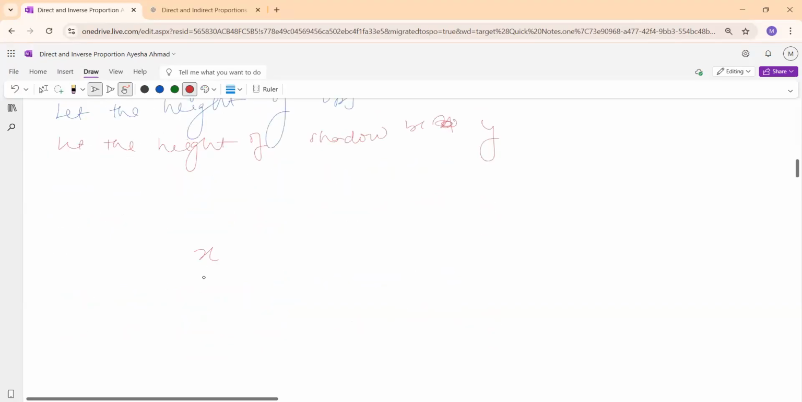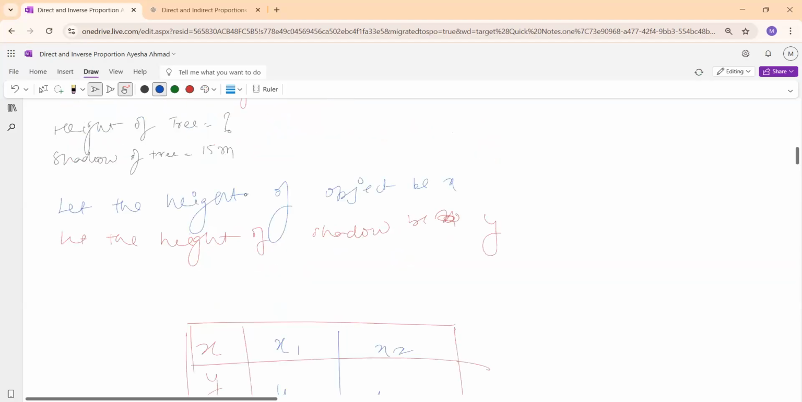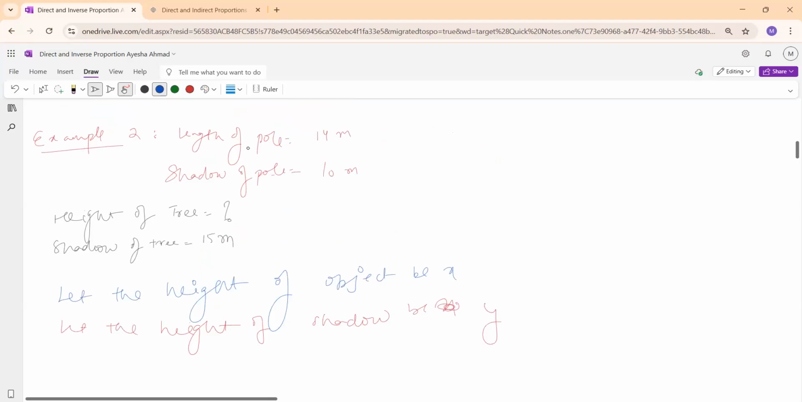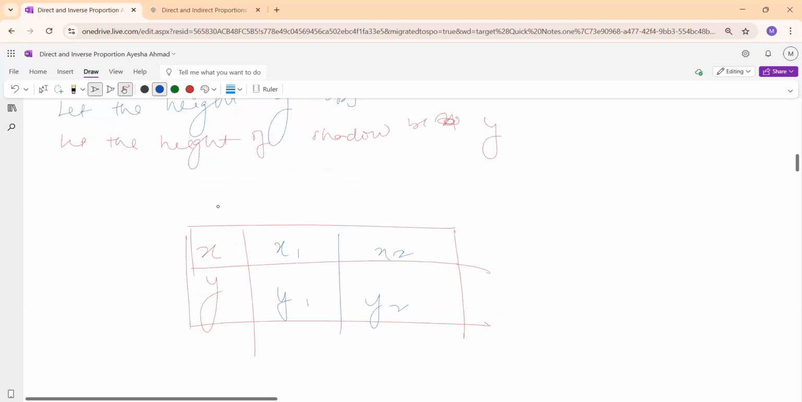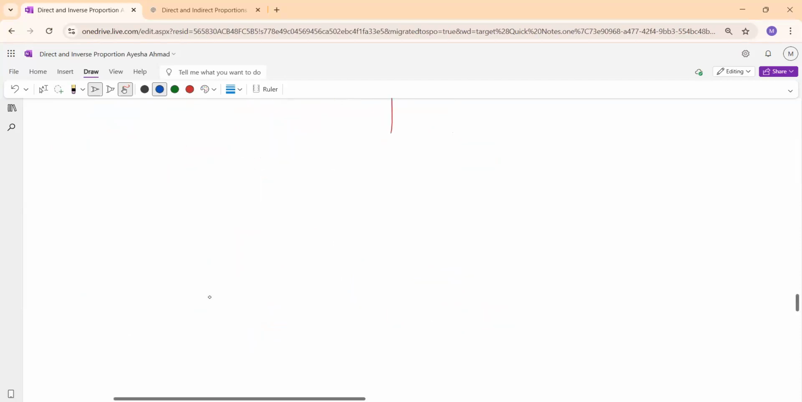So Aisha, x and y, I'm gonna make a table. We are gonna write x1, y1, x2, y2. अभी आपको बहुत confusion हो रही होगी. You'll say, sir, what is this? This is looking very difficult. It is actually not. See, Aisha, x1 is height of first object. What is the first object? Pole. So I'm gonna make the table like this: x, y.